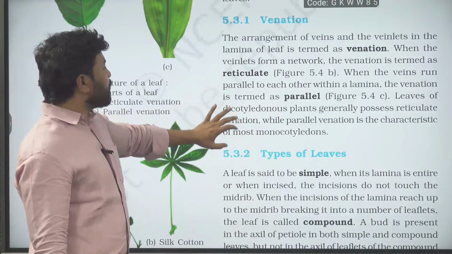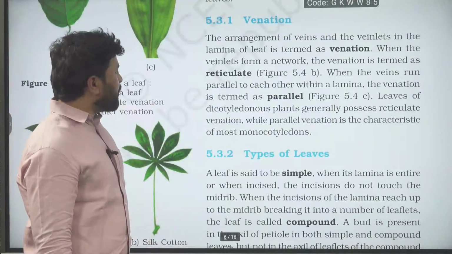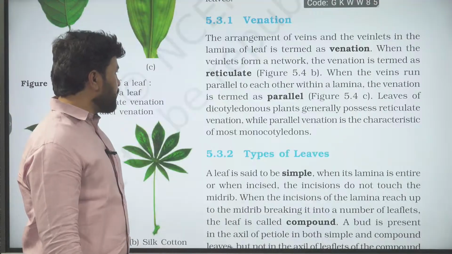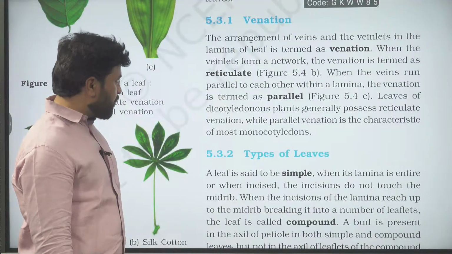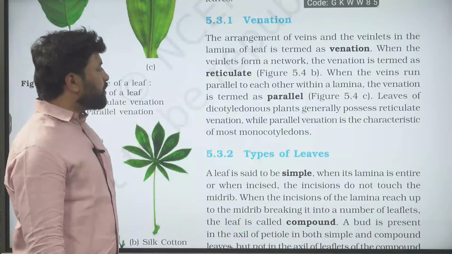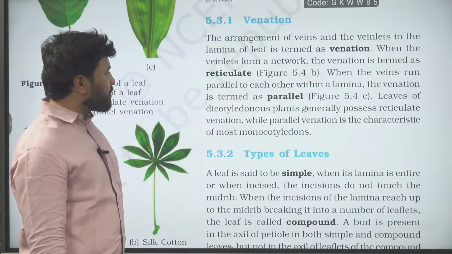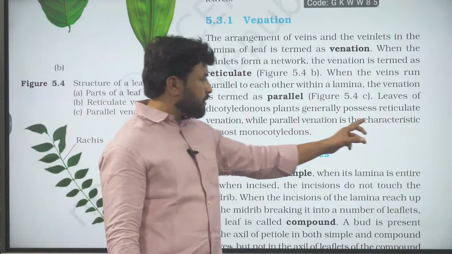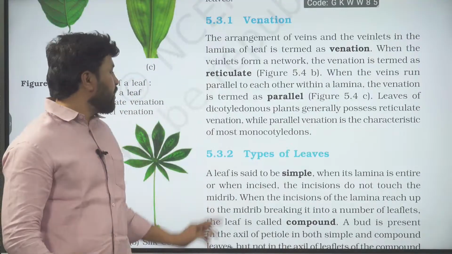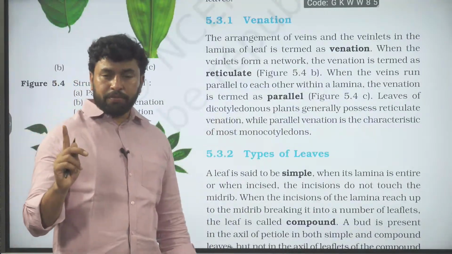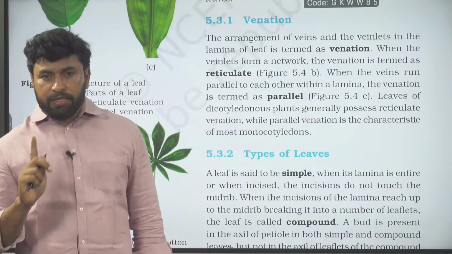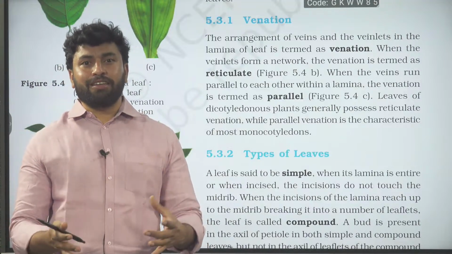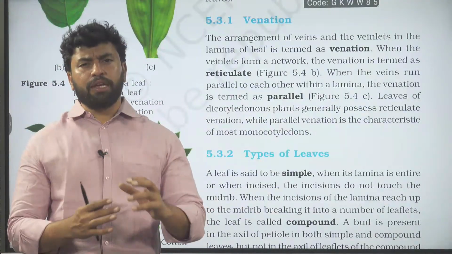When veinlets form a network, the venation is termed reticulate. When veins run parallel to each other within a lamina, the venation is termed parallel. Leaves of dicotyledonous plants generally possess reticulate venation, they are saying generally. And I have given one exception: Calophyllum is a dicot with parallel venation. Like that, there are many; it's not just one.